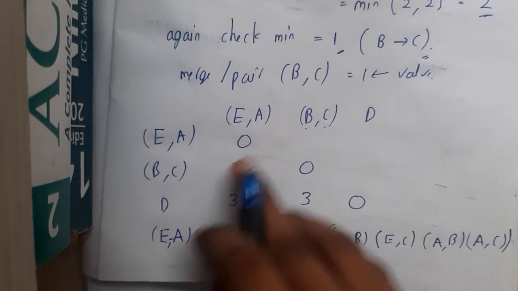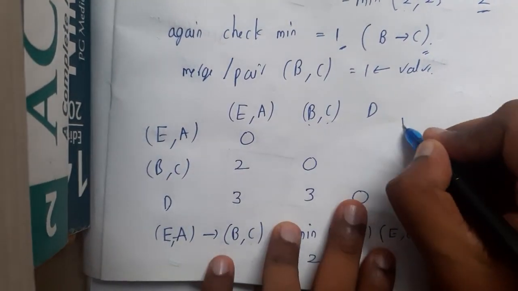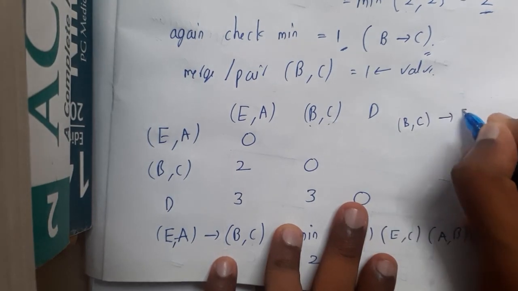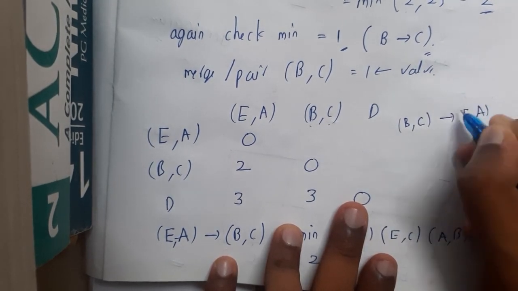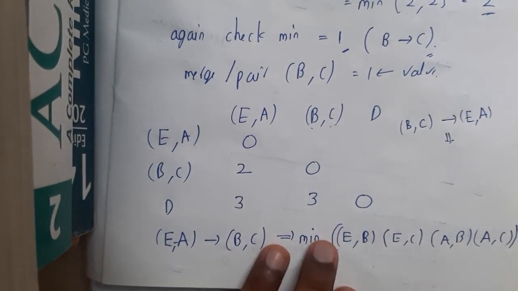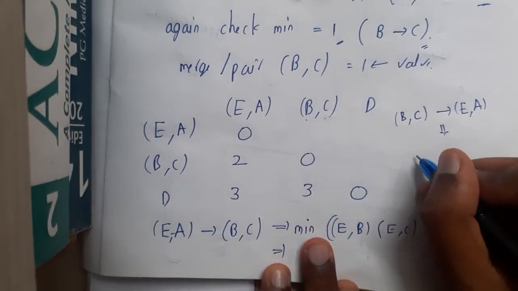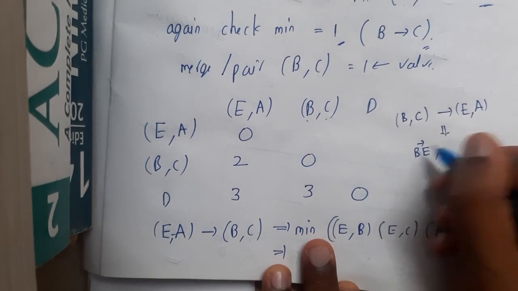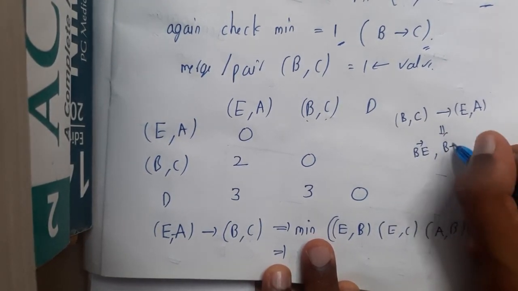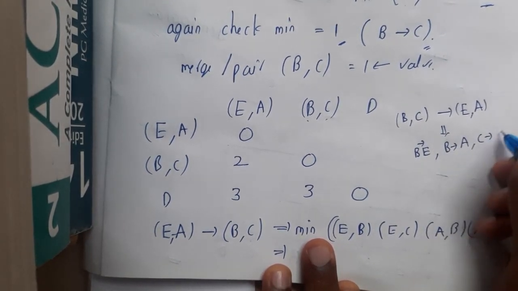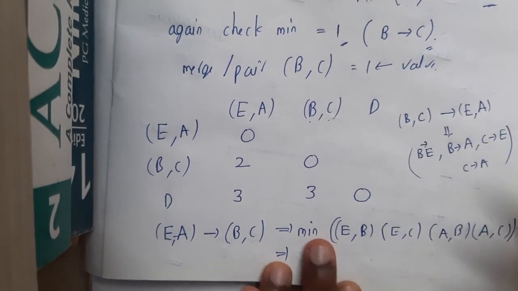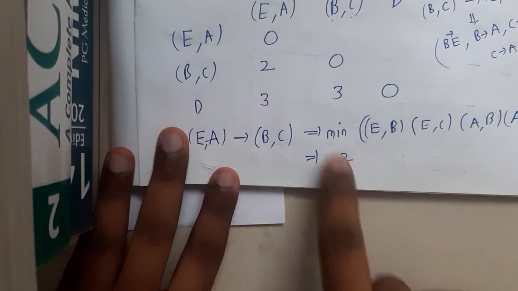That's easy, right? But when it comes to B to C, B and C are in one cluster and E and A are in one cluster. So basically now to find the distance, write all combinations, guys. So what are all combinations? B to E, B to A, C to E, C to A. So among these all, which is minimum? So the minimum value is 2. So you'll be selecting that.